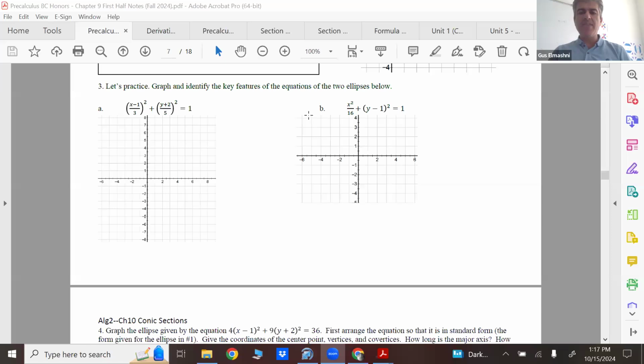Okay, guys, let's graph the next two, and then we're going to move on. Okay, guys, stop talking. Let's keep moving here. All right, so your graph should look like this for 3a, 1, -2. Because you have 3 below x minus 1, you can go 3 left, 3 right, and 5 up, 5 down.